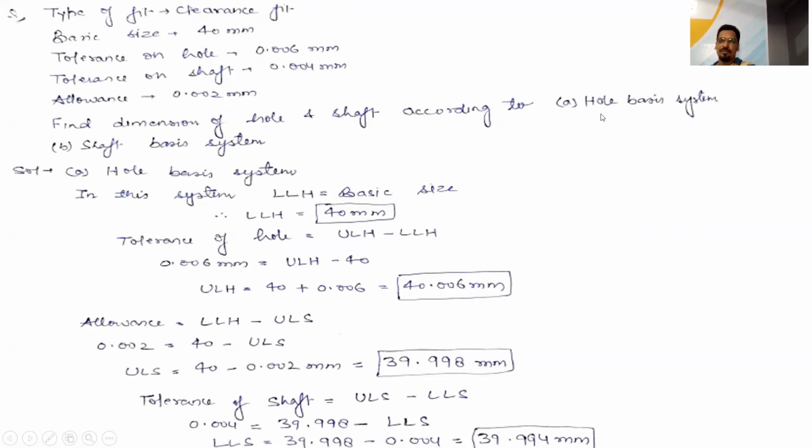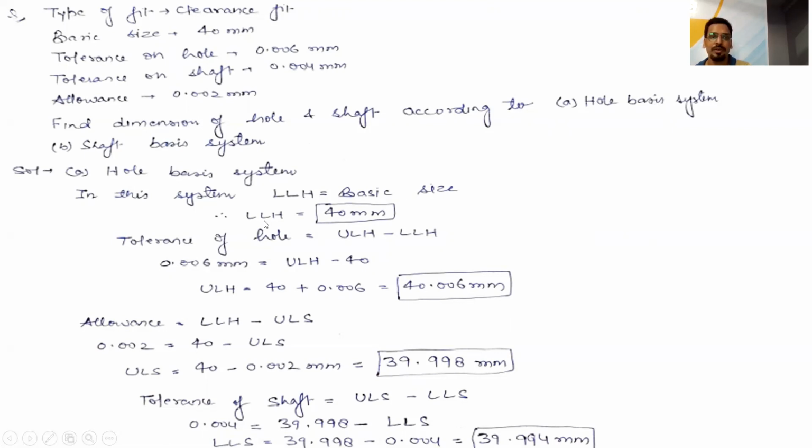So the hole basis system we have discussed in the previous question. In the shaft basis system, what we have to do, we have to take the upper limit of the shaft, that is the maximum material condition for the shaft, equal to the basic size. So for hole basis system, we consider lower limit of the hole as the basic size, and for the shaft basis system, we take the upper limit of the shaft as basic size. So first we will take hole basis system. So in this system, lower limit of the hole is equal to basic size.